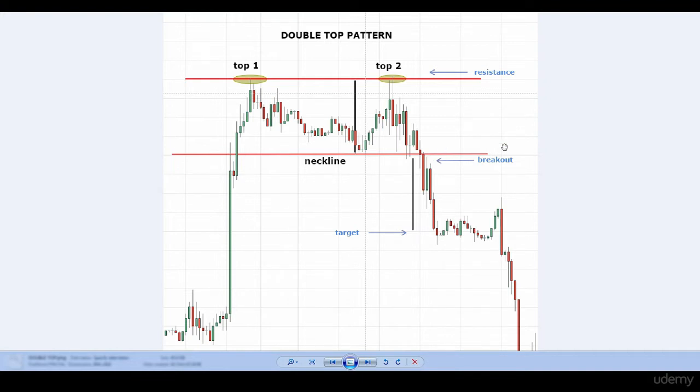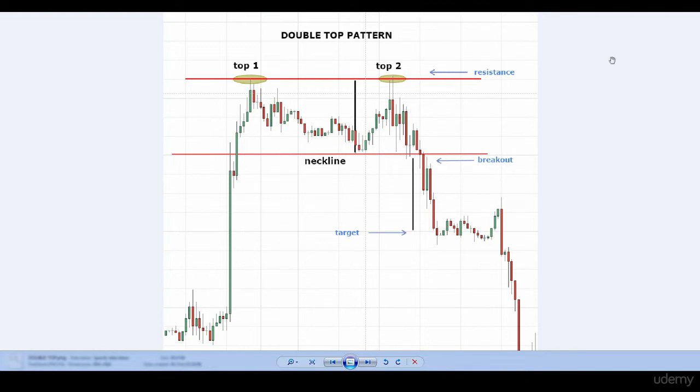Of course, this entry should be set up a few pips below the neckline, not directly on it, because it is necessary to wait for a clear breakthrough of the previous bottom. Stop loss is always placed above some resistance in a growing trend. In this case, the only relevant resistance are the two previous peaks. So we should set a stop loss a few pips above them.